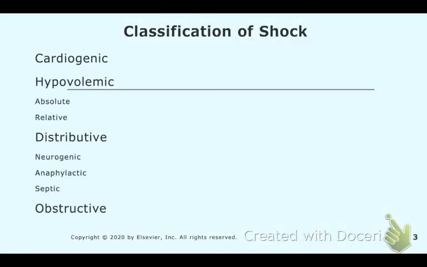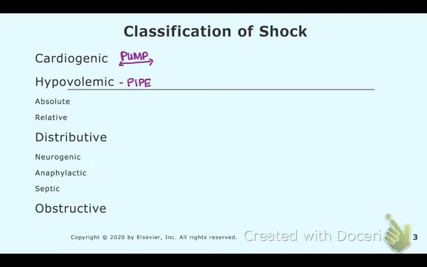And then how do we classify shock? Well, there's different types, and one of the types is cardiogenic. So cardiogenic is more of a pump problem, right? So we've got a problem with our pump. It's not working properly, or the heart's too weak, which is, the heart is the pump, so it's too weak. And then hypovolemic is more of a pipe problem. There's not enough fluid in the pipes. And it can be absolute or relative.